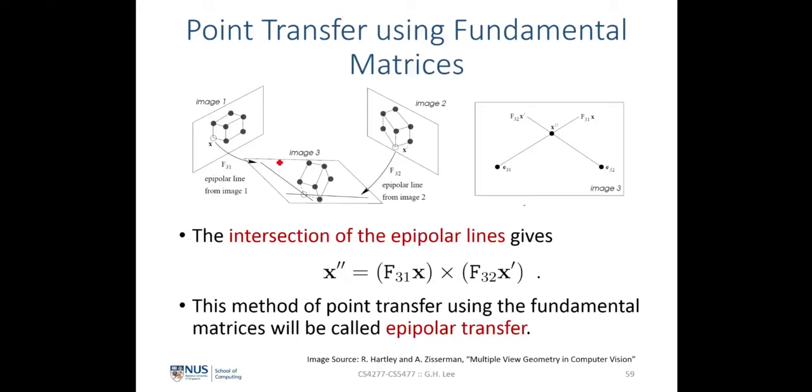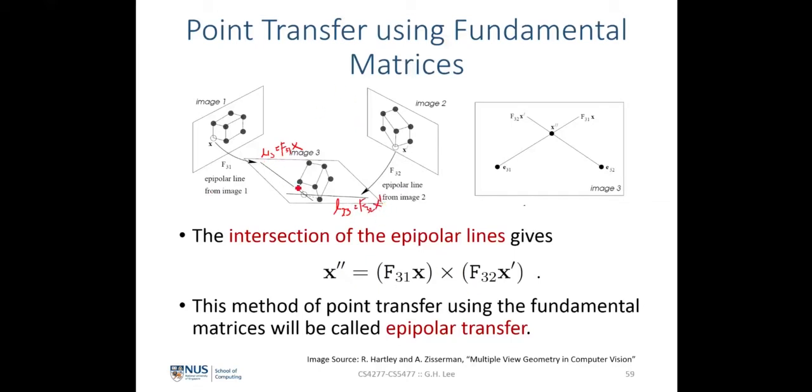So in the earlier lecture on the fundamental matrix, we know that this particular epipolar line, which we denote as L13, for example, is going to be equal to the fundamental matrix F31 multiplied by x. And we can do a similar thing to transfer the point from the second image, which we denote as x prime, onto the epipolar line in the third image via the fundamental matrix that relates the second and third view. This is more explicitly written as L23 equals F32 multiplied by x prime.